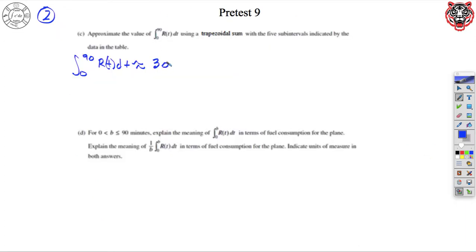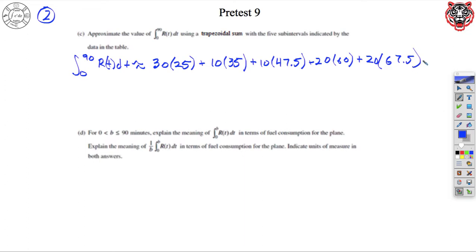So we get 30 times 25 plus 10 times 35 plus 10 times 47.5 plus 20 times 60 plus 20 times 67.5. And we need to do this without a calculator. How do we do that?